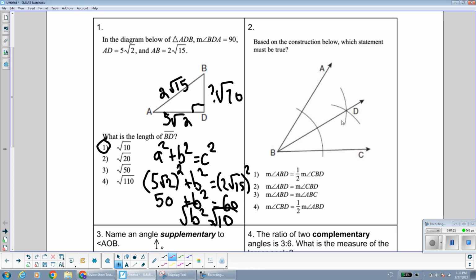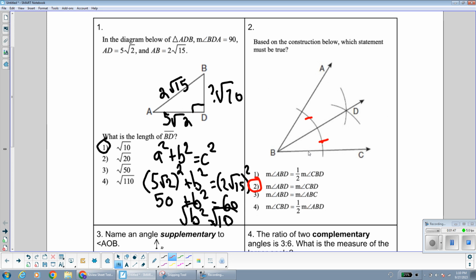So this is the construction of an angle bisector. So the angle bisector means it's being split equally into two congruent parts. So answer choice 2 is the correct answer because it correctly says that this half, ABD, is equal to this half, CBD. A lot of people pick 4 without closely reading the question.